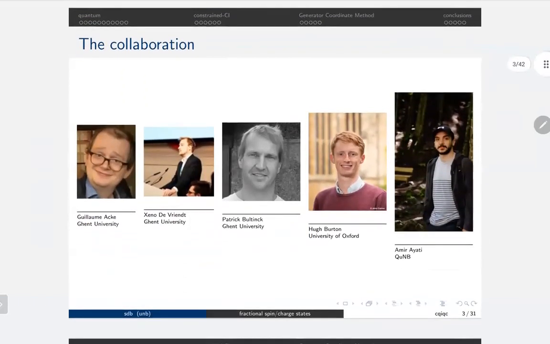This is work I've not done alone. It originated from when I was back in Ghent in Belgium. You may recognize Patrick Bultinck and Guillaume Acke, professor and research associate at Ghent University. Xeno, who started his PhD recently, is a good coder as well. He got all the bits and bytes together to get our project running. Hugh Burton is a brilliant theoretical chemist at the University of Oxford right now, who has very nice, unconventional and refreshing ideas on electronic structure theory and understanding its fundamentals.